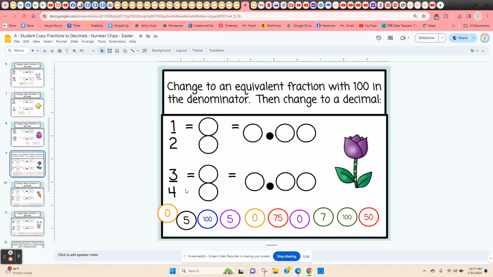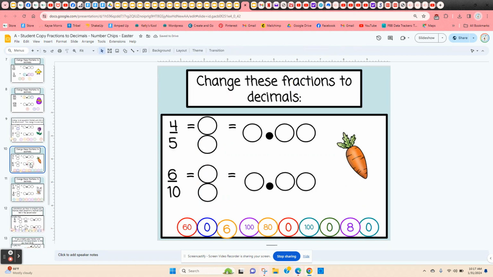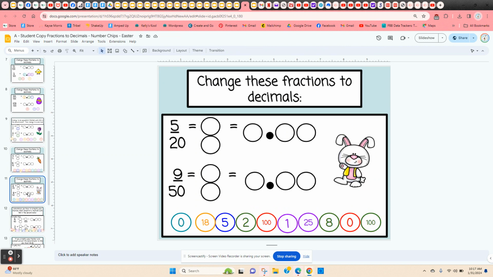Now starting on slide 9, students are going to be converting these fractions to equivalent fractions with 100 in the denominator. So we know these two have to be 100, and then convert them to decimals. Same thing on the next two slides.